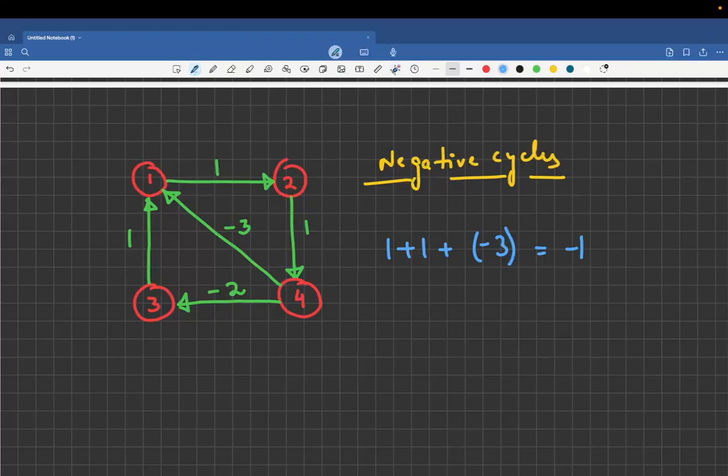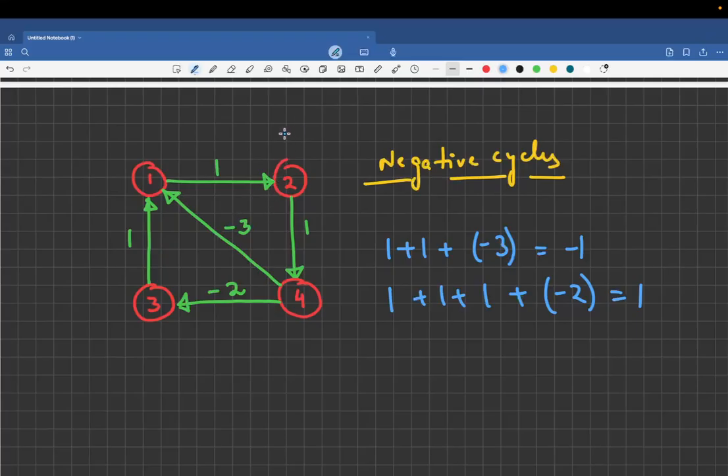Similarly, we had one more cycle, right? Can you sum up the weights for this particular cycle? It will be 1 plus 1 plus 1 plus minus 2, which is equal to 1. So this is not a negative weight cycle.